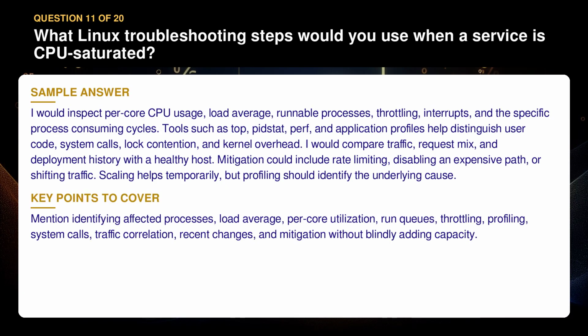Mention identifying affected processes, load average, per core utilization, run queues, throttling, profiling, system calls, traffic correlation, recent changes, and mitigation without blindly adding capacity.